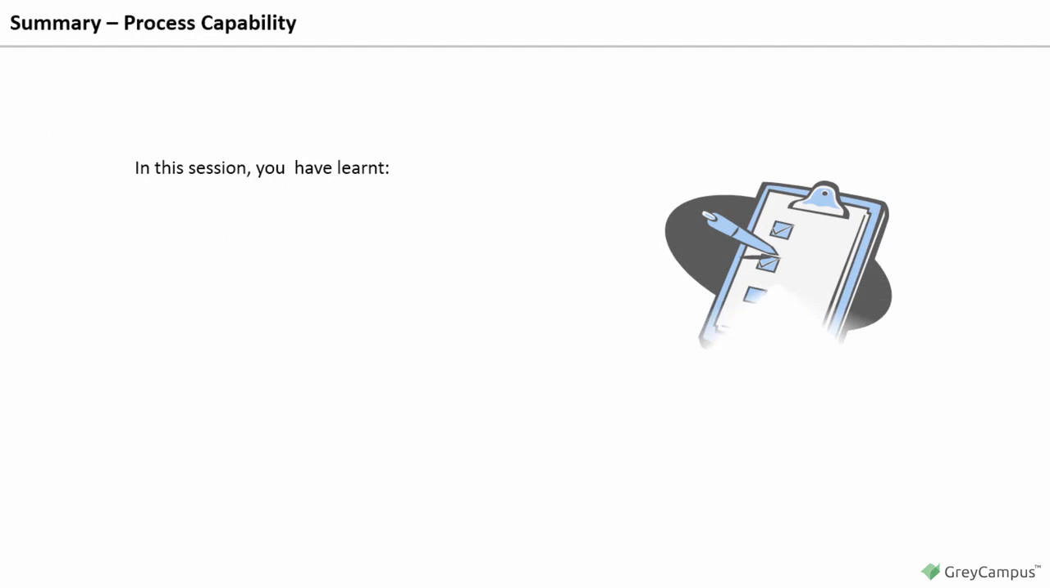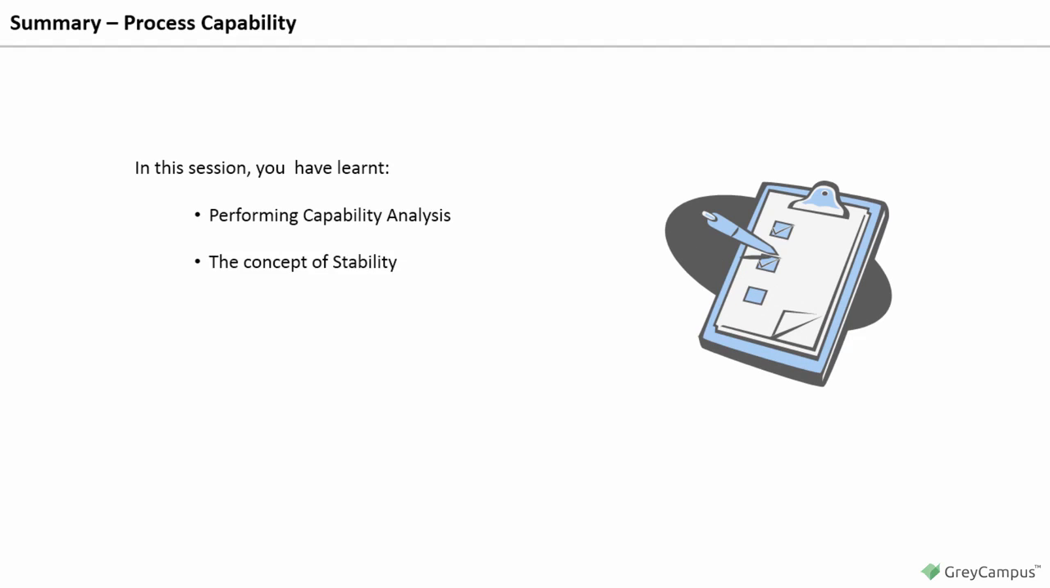Summary: process capability. In this section, you learned about the following: how to perform capability analysis, the concept of stability, attribute and discrete capability, and the different monitoring techniques.